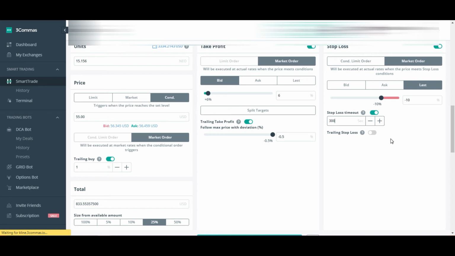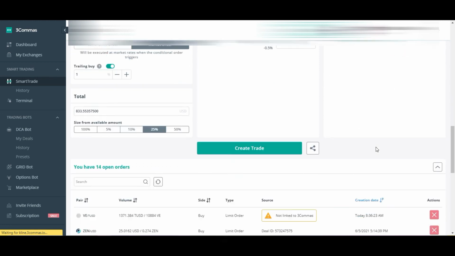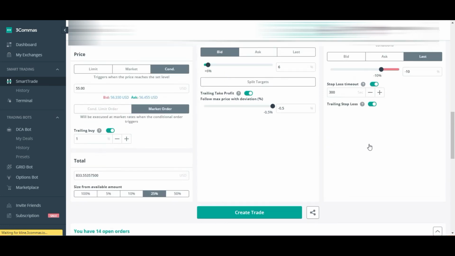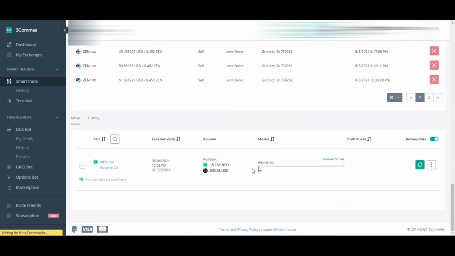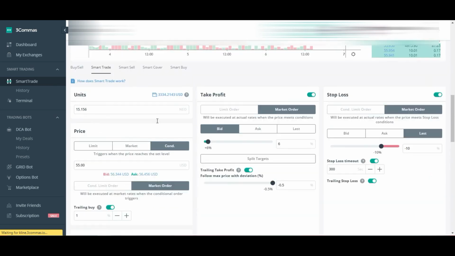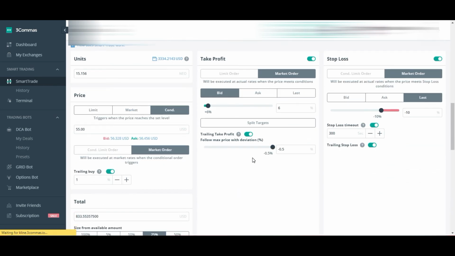The last thing is a trailing stop loss. If you wanted to sign up for the stop loss, you can always do a trailing stop loss, and it's the same premise as the other two, trailing profits and trailing buy. It's pretty self-explanatory. Now, I already placed this trade earlier today, so I'm not going to delete it to restart it, but this is exactly how I set it.